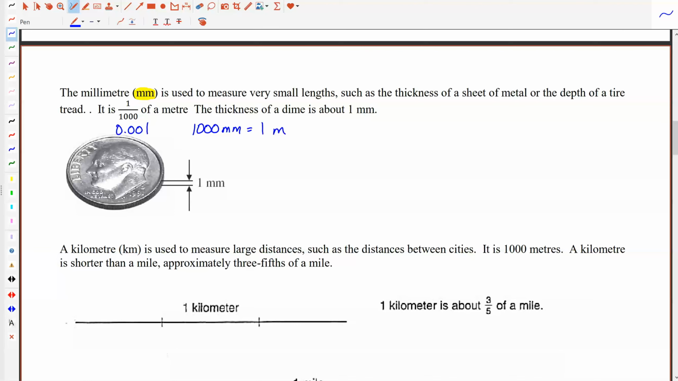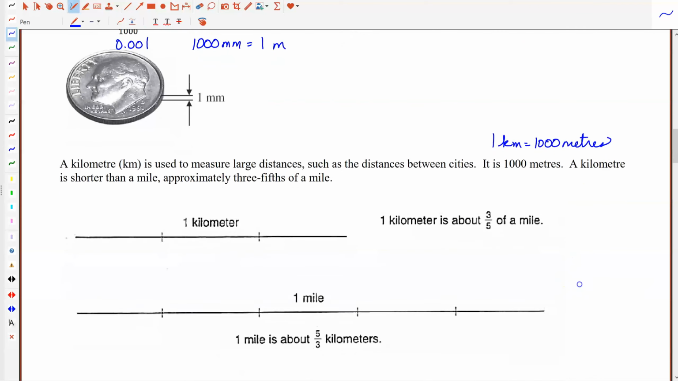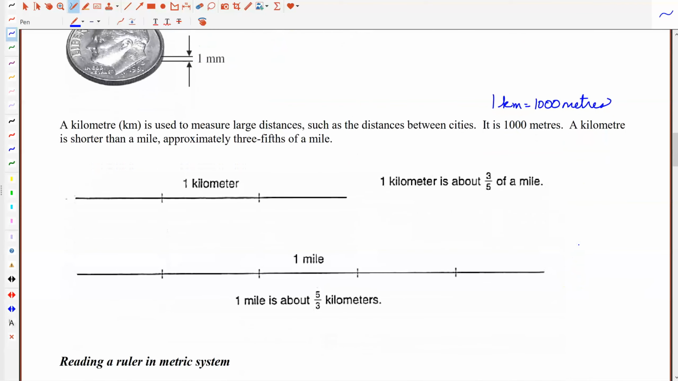If you want to measure very large distances or very large lengths, after your base unit of meters, we don't technically use the deca and the hecto as prefixes. It's not that you can't, they just aren't commonly used. So the next most commonly used prefix after the meter would be a kilometer, whose abbreviation is km. 1 kilometer is 1,000 meters. And a kilometer is a little bit shorter than a mile, approximately 3/5 of a mile.